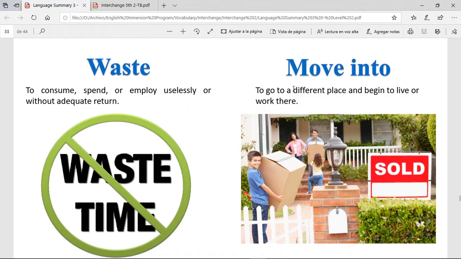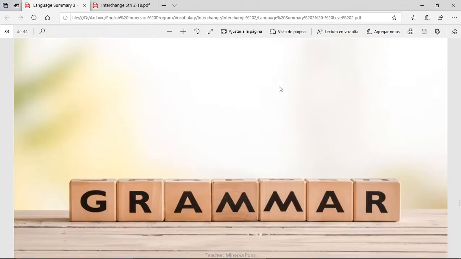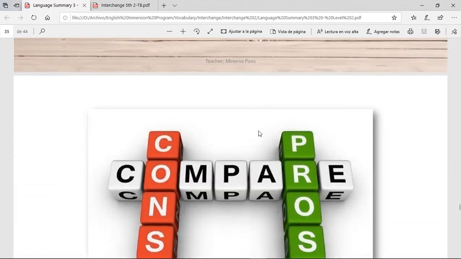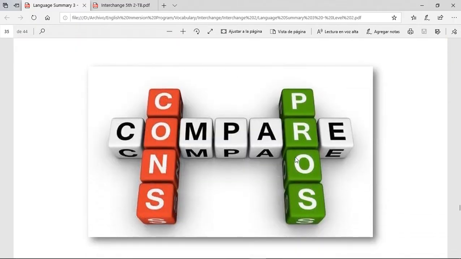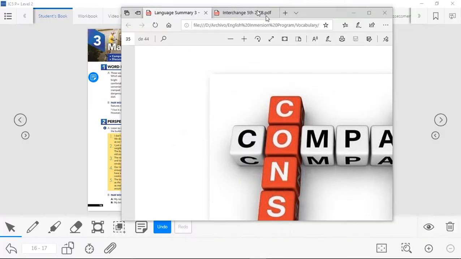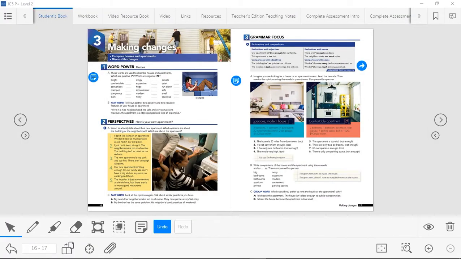Move into. To go to a different place and begin to live or work there. To move into a place is like you're going to a different place, but you're going to start working there. Okay, we're going to come back here for the grammar, because we have a lot of things with comparisons. Okay, so let's start with the part of the book.